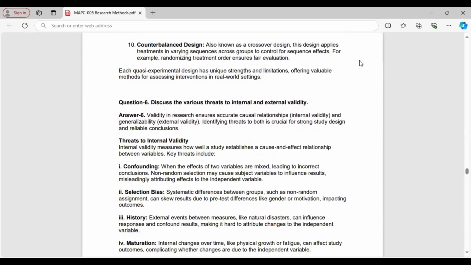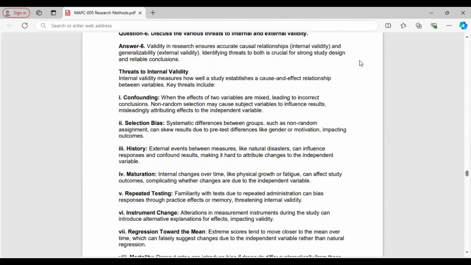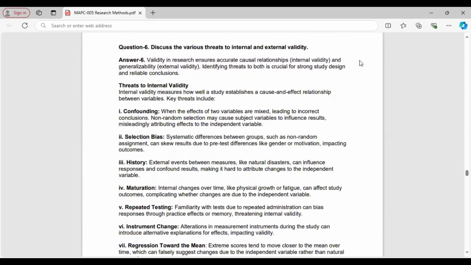Question 6. Discuss the various threats to internal and external validity. Validity in research ensures accurate causal relationships, that is internal validity, and generalizability, that is external validity. And identifying these threats is important for robust study design and reliable results. First, we'll take up threats to internal validity. Internal validity measures how well a study establishes a cause and effect relationship between variables.